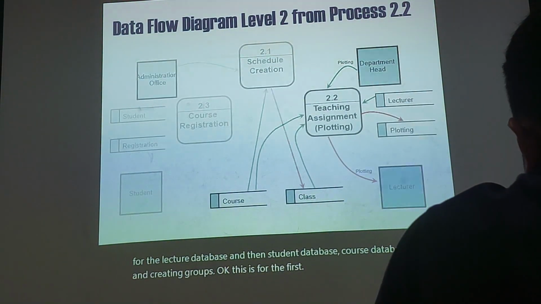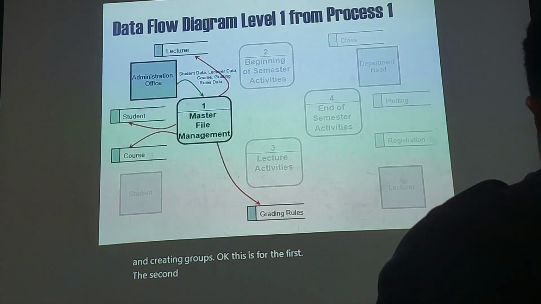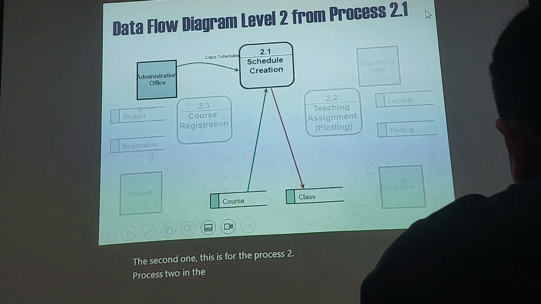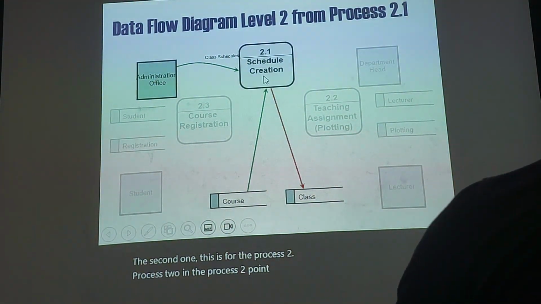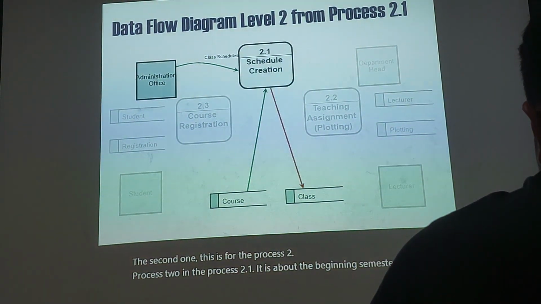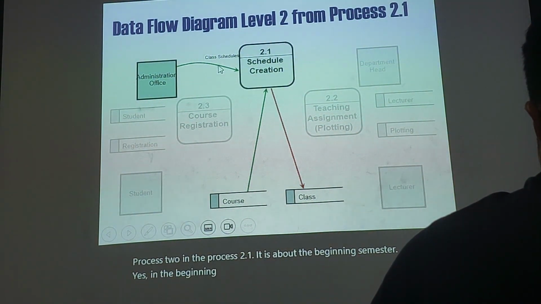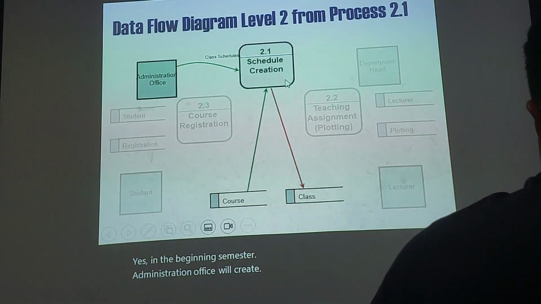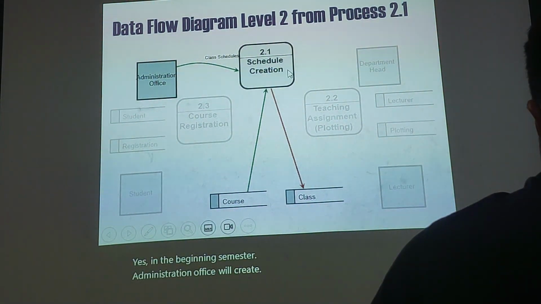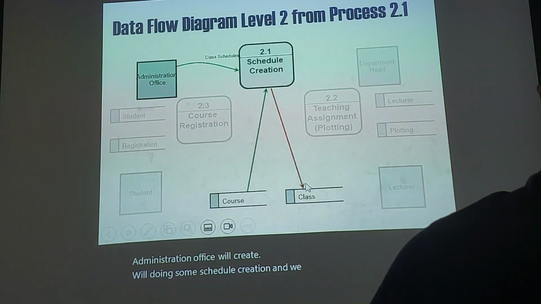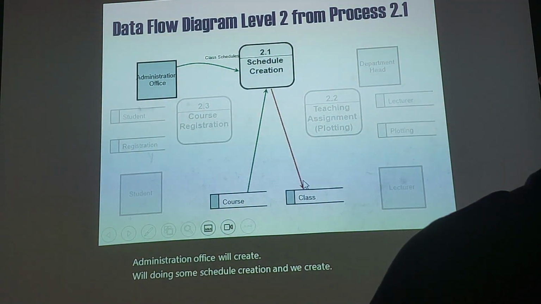The second one, this is for process 2. In process 2.1, it is about the beginning of the semester. Yes, in the beginning of the semester, the administration office will create student records, do some schedule correction, and create classes. This one.